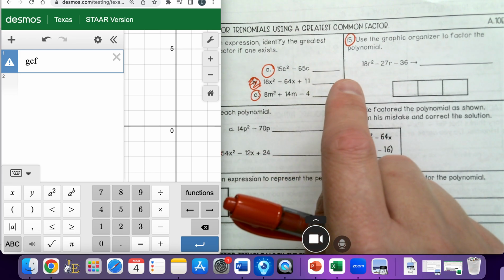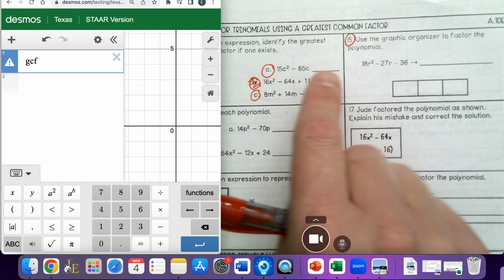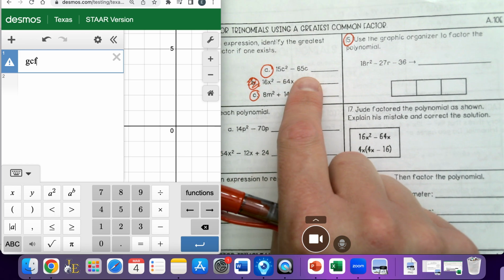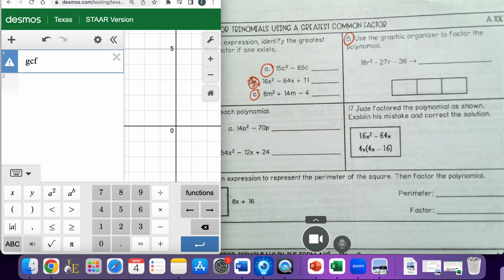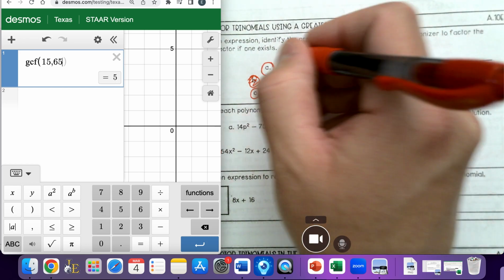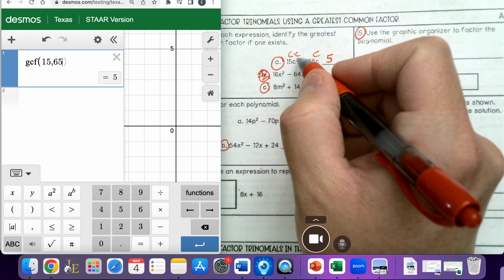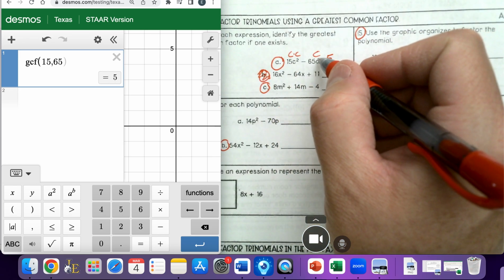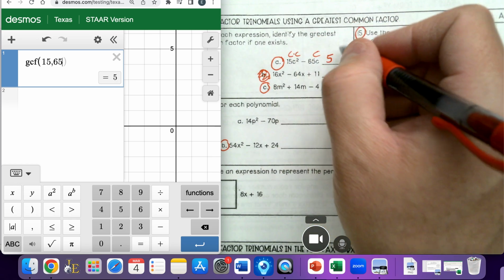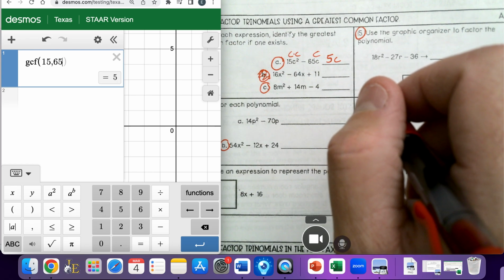So it says, for each expression, identify the greatest common factor if one exists. So if I look here, we have 15c squared minus 65c. I'm going to type in both 15 and 65 here and see if we have a greatest common factor, and that is 5. So we can pull out a 5 on both of these, and notice we can also pull out a variable because we have c squared, which is c times c, and then negative 65c here. So we can pull out one of those c's there, and so your answer should be 5c on A.